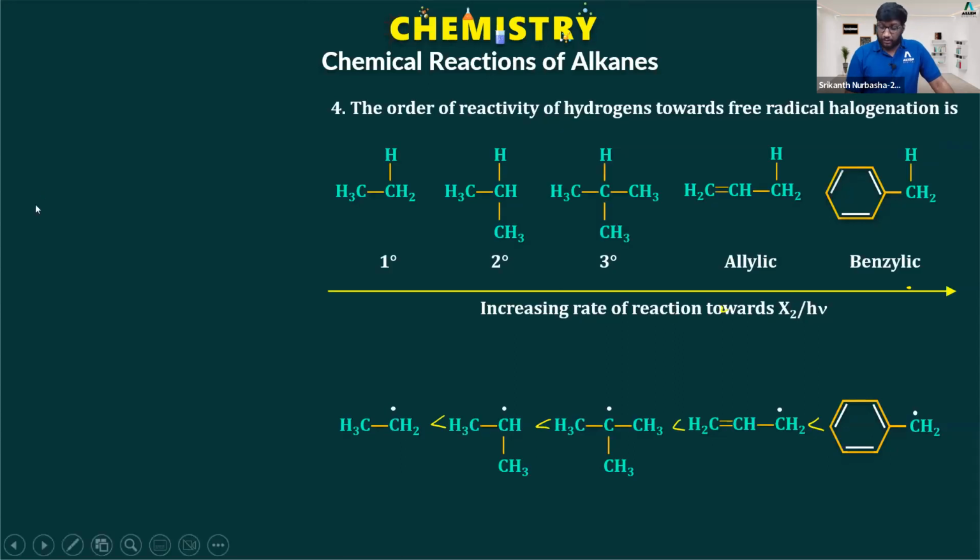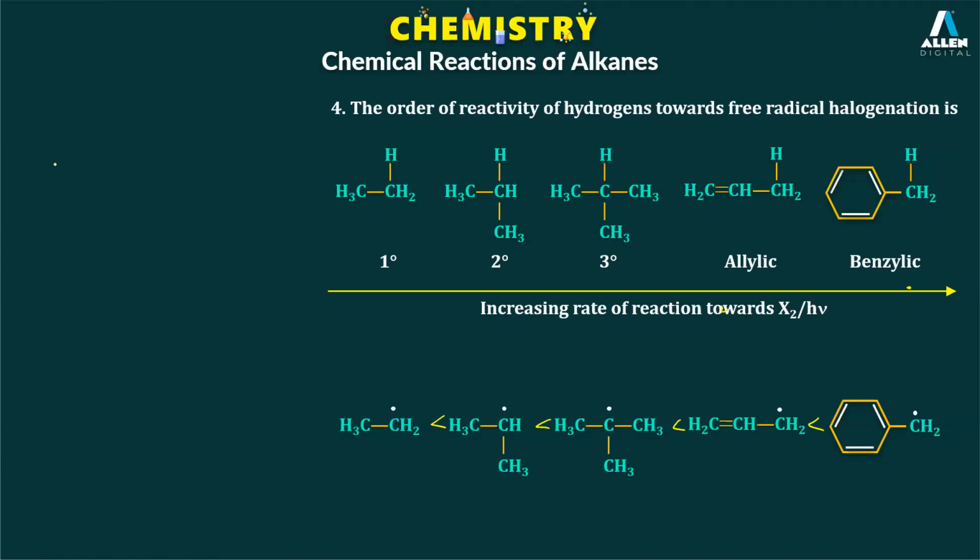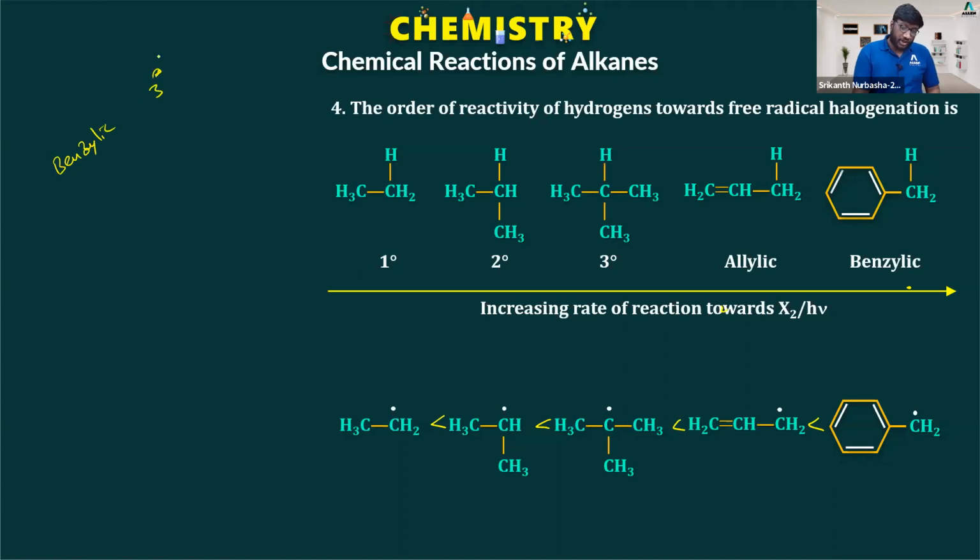What is the order of stability of carbocation? Tertiary greater than secondary. Like benzylic and tertiary: if I give benzylic and tertiary, which will have greater stability? Tertiary means tertiary butyl. Benzylic and tertiary butyl, we have tertiary butyl greater than benzylic. Okay, this is an exception case.